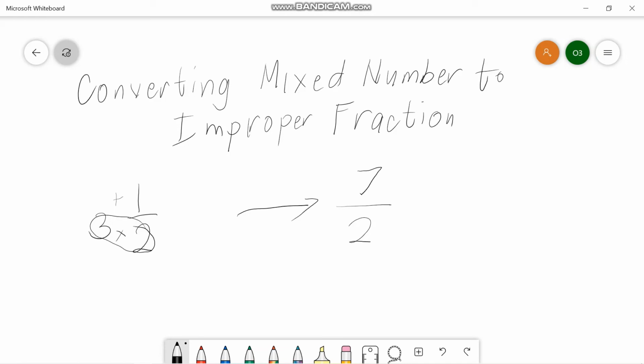Let's have another example. Let's say I have 1 and 4/5. First you're going to multiply 1 and 5. 1 times 5 is 5. And then after you get the product, you have to add 4. 1 times 5 is 5 plus 4 equals 9. And then just copy the denominator, which is 5. So as easy as that, that is how we convert mixed number to improper fraction.